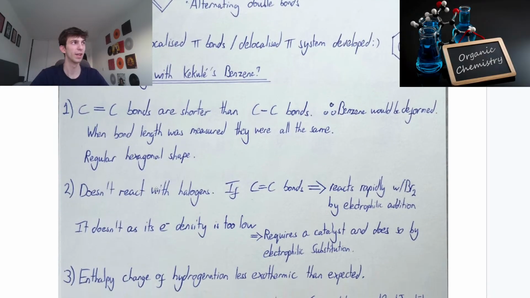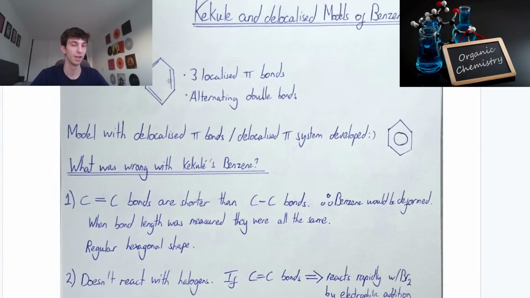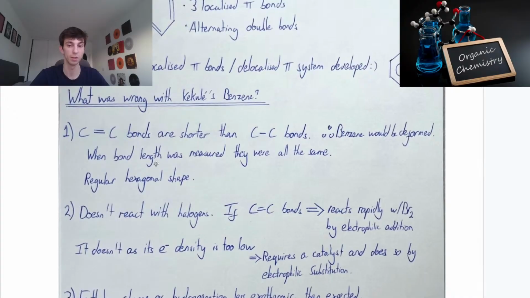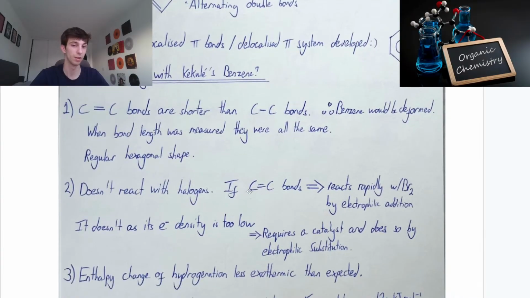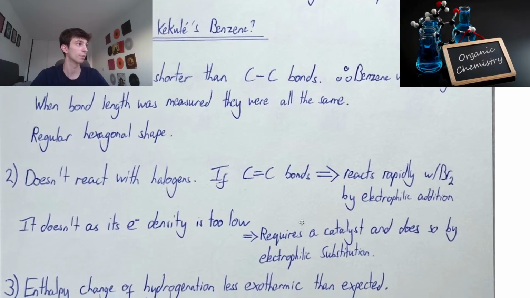The other weird thing about benzene compared to Kekulé's model was it didn't react with halogens. If we have these carbon-carbon double bonds, we would expect them to decolorize bromine water. This did not happen with benzene. If it had carbon-carbon double bonds, it would react rapidly with bromine by electrophilic addition, may I say, because you've got to know that mechanism. It doesn't because the electron density is too low. It's spread out in that delocalized ring of electrons.